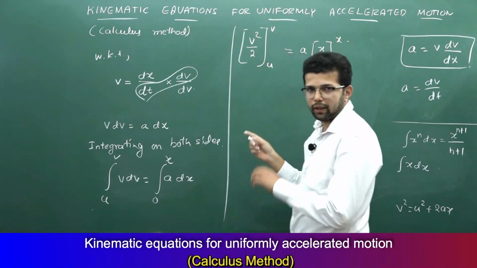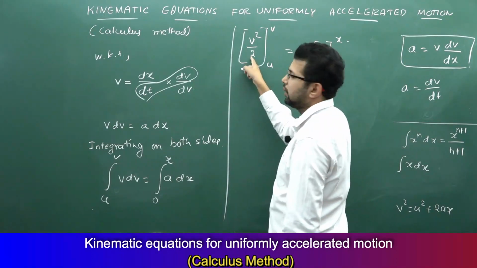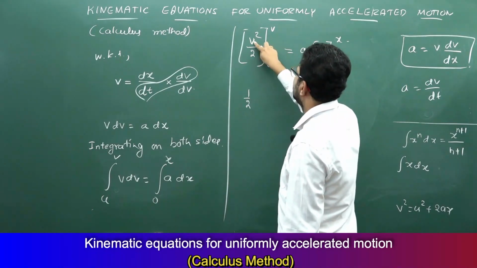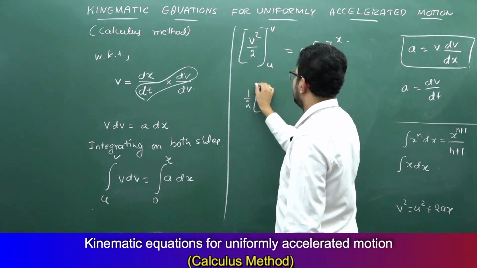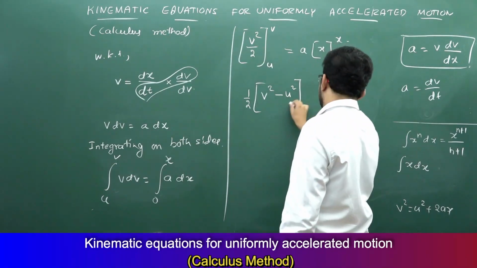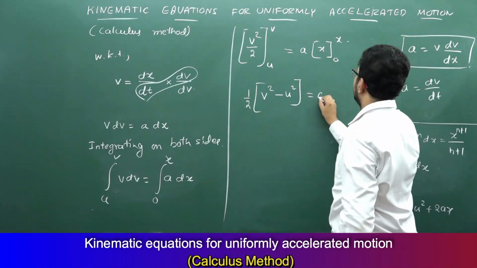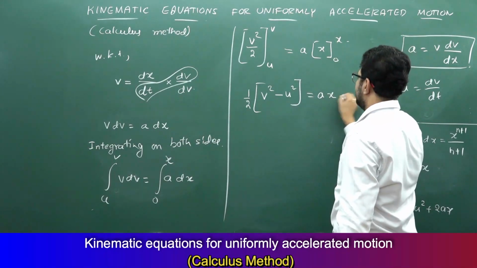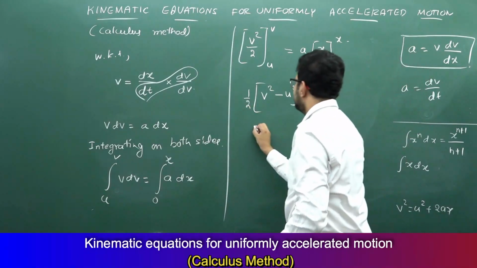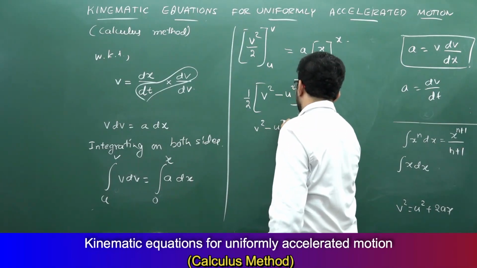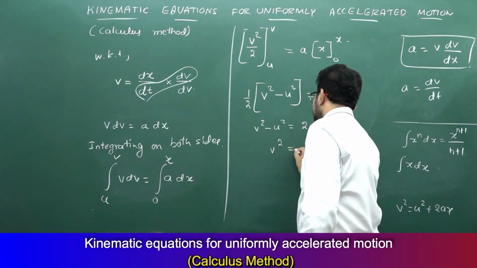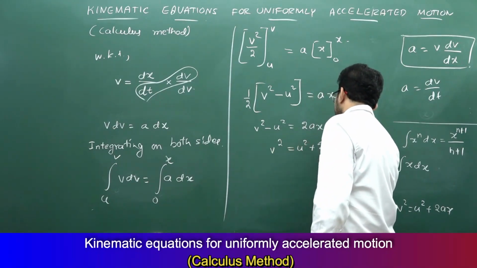This half I will keep outside, since it is constant and I do not have to apply limits there. Half into, in the place of v, substitute the upper limit v square, minus the lower limit u square, is equal to a into x minus 0. x minus 0 is x only. Now this 2 I can throw to RHS. So v square minus u square equals 2ax, or v square is equal to u square plus 2ax.